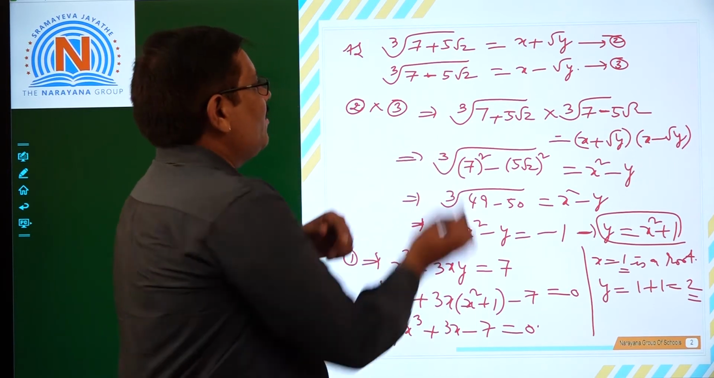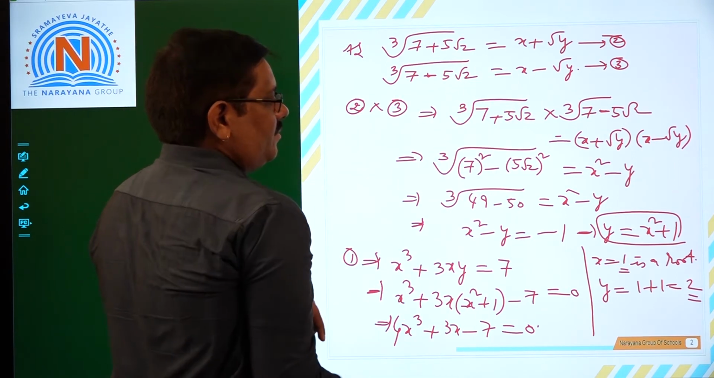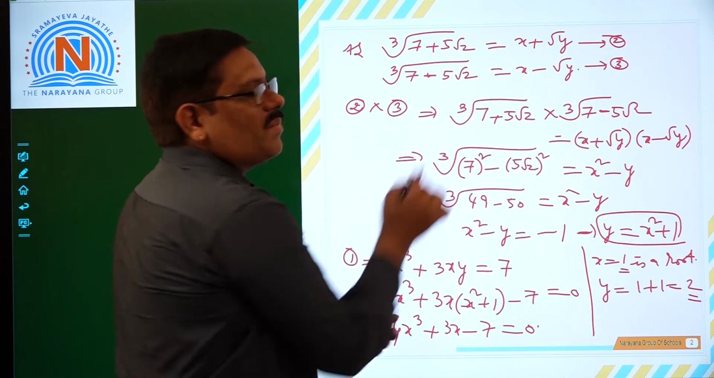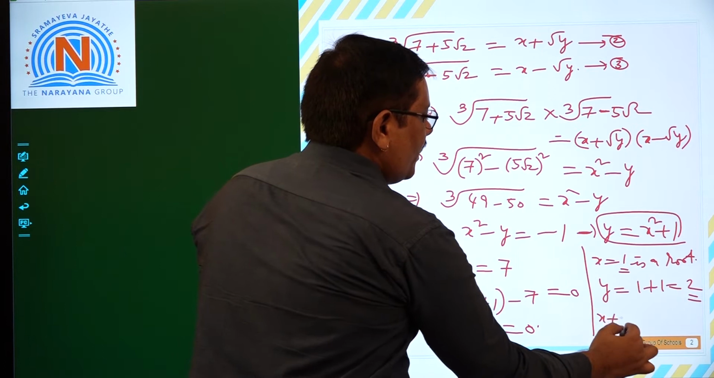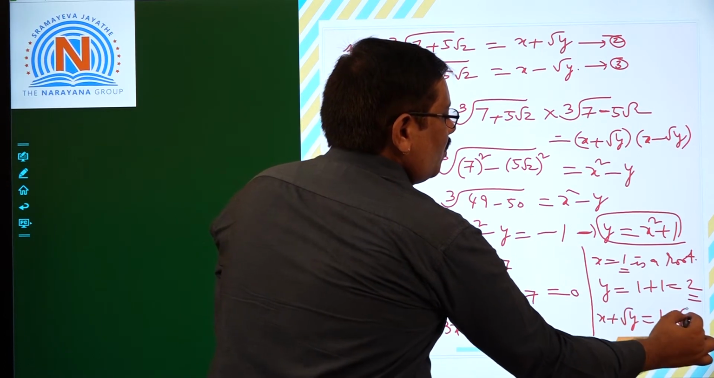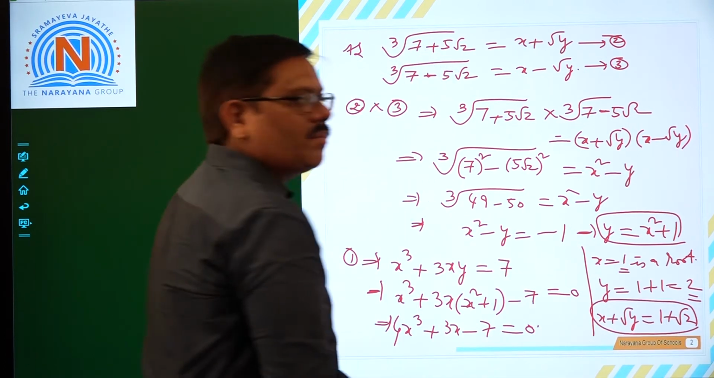Therefore, what is the required cube root now? X is 1 and y is 2. So 1 plus root 2. So x plus root y is now 1 plus root 2.